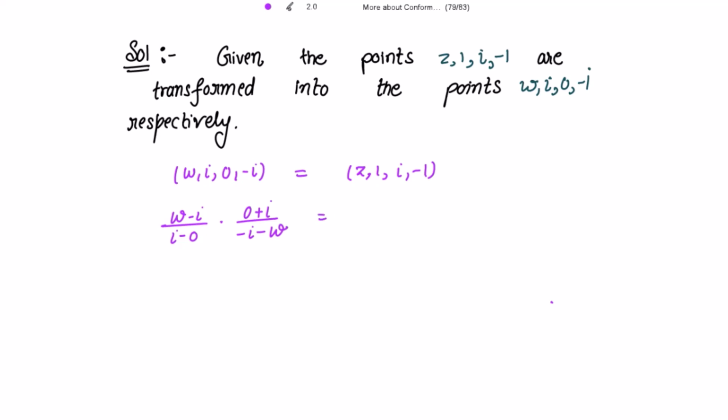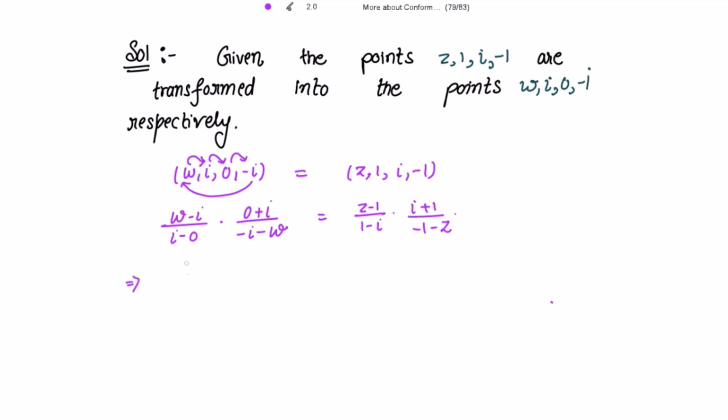This is how the circle is completed. Just take the difference of these two in the numerator, then the difference of these two in the denominator, then again the difference of these two in the numerator, and then back the difference of this, minus iota and w, in the denominator. Similarly, on the right hand side we have z minus 1 divided by 1 minus iota, into iota plus 1 divided by minus 1 minus z.